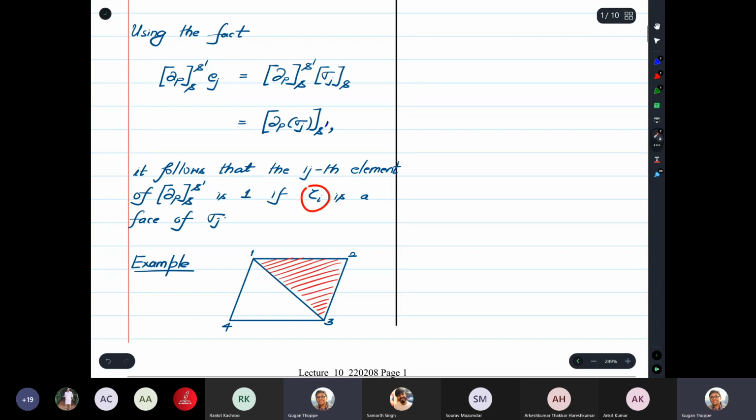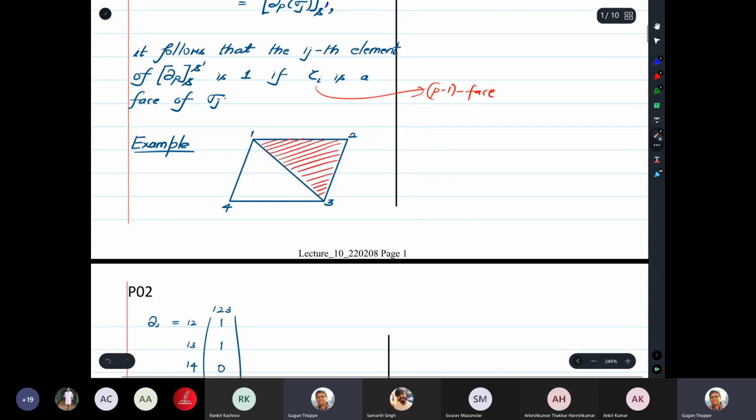if tau_i, so this is a (p-1)-face. Let's say you order the (p-1)-faces in some way, and let's say tau_i is the ith (p-1)-face in the ordering that you have chosen. So this is a (p-1)-face, and this is some p-face. So if tau_i is a subset of sigma_j, or if tau_i is one of the boundary faces of sigma_j, in that case we will say that the ijth element is 1.